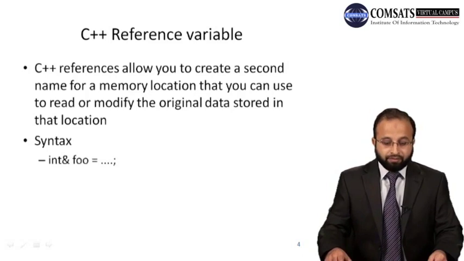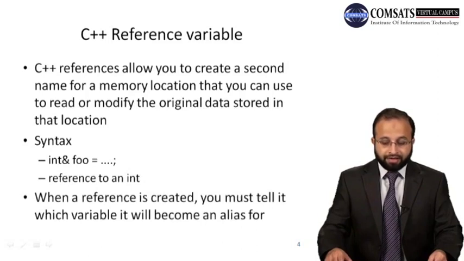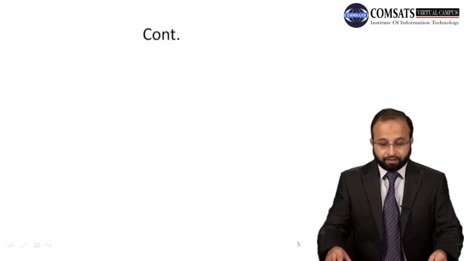The syntax of the reference variable is int, you use the ampersand sign, then the name of the reference variable, that is foo over here, and then you assign it with some value. I will show you later what this value is. So this is a reference to an integer. When a reference is created, you must tell it which variable it will become an alias for. So whenever you declare a reference variable, it is a must to tell the name of the variable for which it becomes the second name or alias.